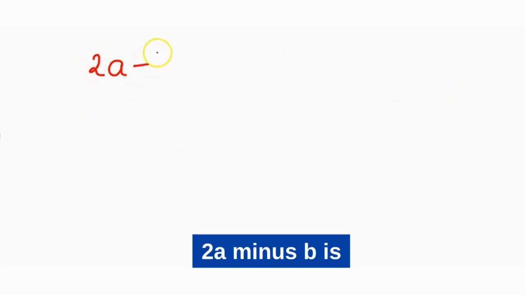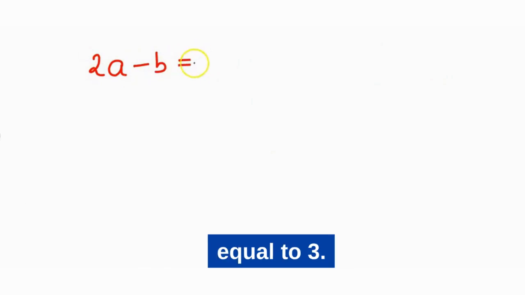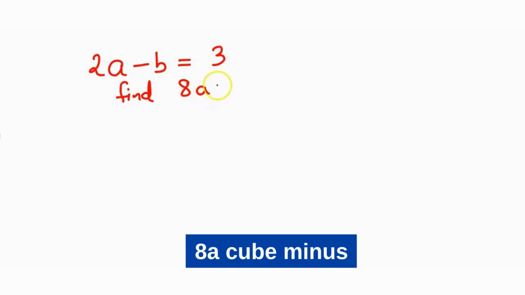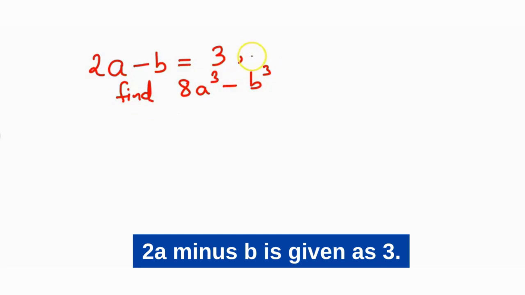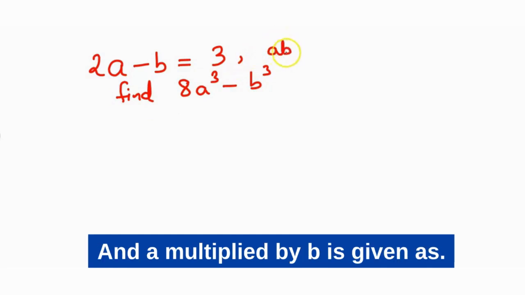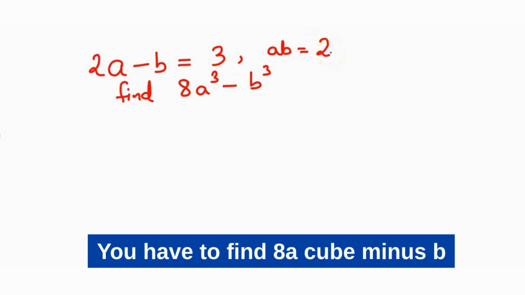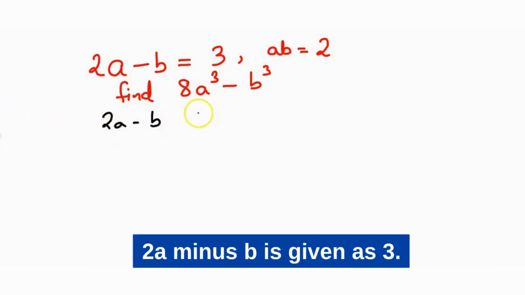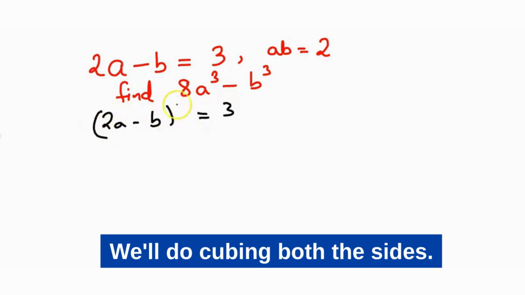Say if 2A minus B is equal to 3, and A multiplied by B is equal to 2, find 8A cube minus B cube. 2A minus B is given as 3 and A multiplied by B is given as 2. You have to find 8A cube minus B cube. Now in this question, we'll have to cube both the sides. 2A minus B is given as 3. We'll do cubing on both sides.